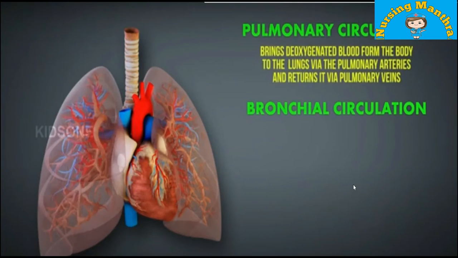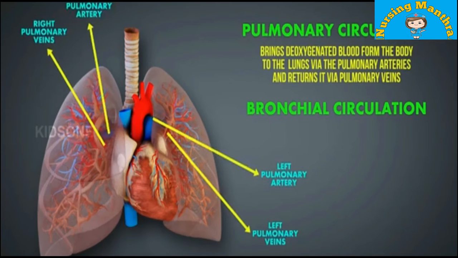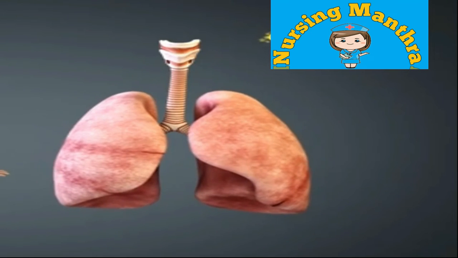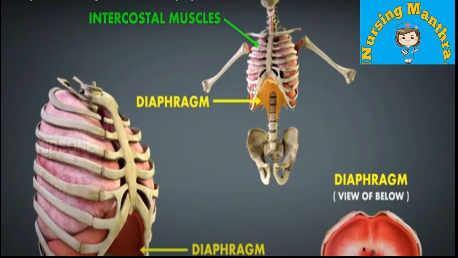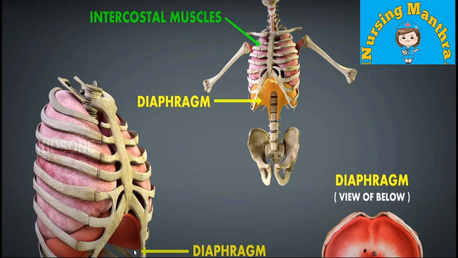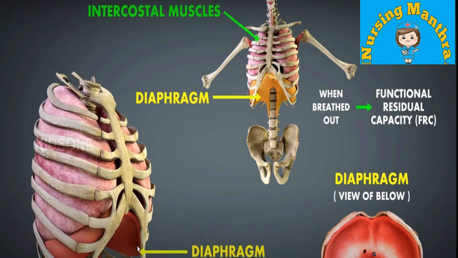So there will be pulmonary circulation, and the bronchial circulation will be there. So pulmonary artery and the pulmonary veins. Pulmonary artery carries deoxygenated blood, and pulmonary veins carry oxygenated blood. So you can see the intercostal muscles and the diaphragm area, the relaxed diaphragm. Here you can see the diaphragm is relaxed, and the diaphragm is contracting and relaxing.